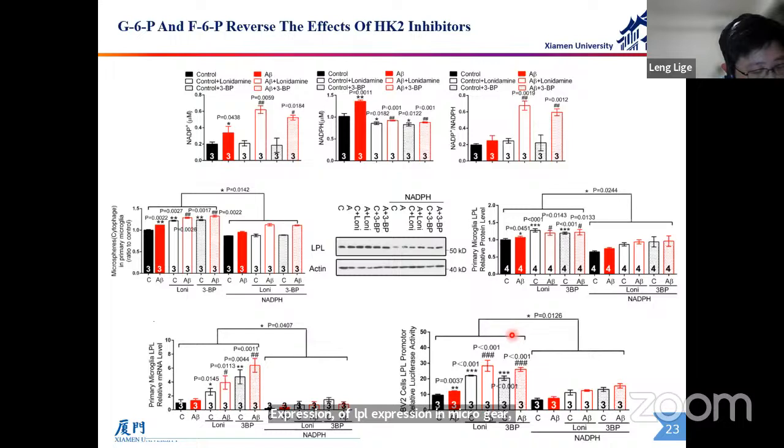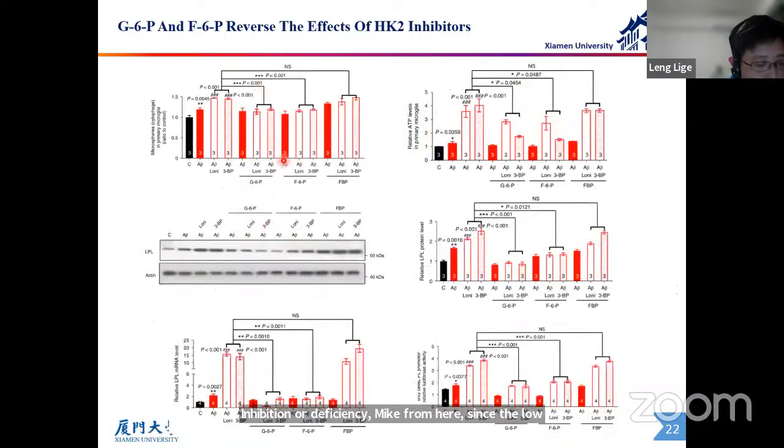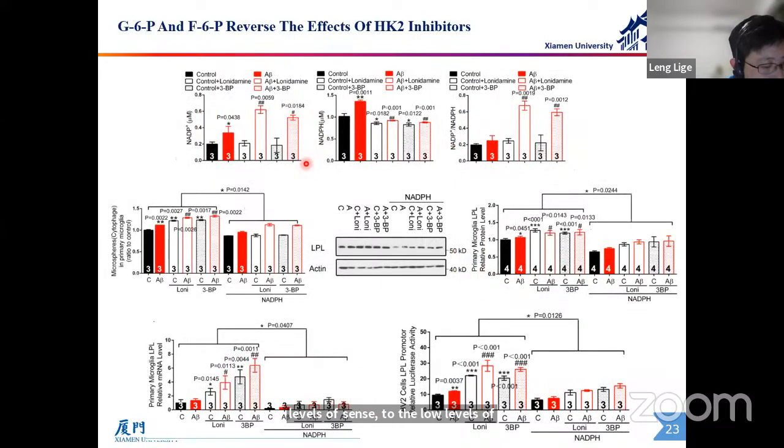Furthermore, our study demonstrated that upon HK2 inhibition or deficiency, microglia sense the low levels of G6P, F6P, and NADPH, and thus mobilize lipid metabolism to produce ATP by stimulating the LPL expression. This compensating ATP production mechanism is unique in microglia and pivotal for microglia's clearance functions.